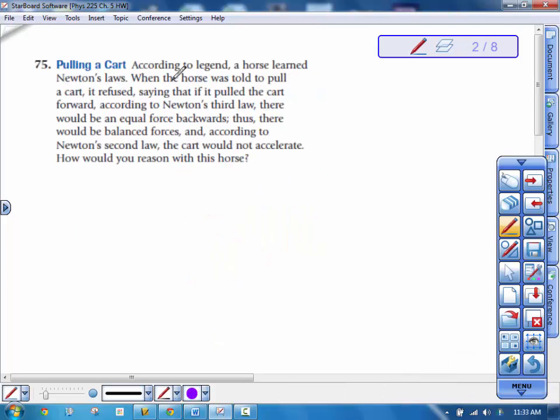Okay, the next problem, 75, says, according to the legend, a horse learned Newton's laws. When the horse was told to pull the cart, it refused, saying that if it pulled the cart forward, according to Newton's third law, there would be an equal force backwards. Thus, the forces would balance out, and the cart would not accelerate. Well, that's actually true in this situation of the free body diagram on a single point. Whatever force the horse pulls with, the equal and opposite force is going to be pulling backwards, and that's true. But there's a system involved here, not just a single point.